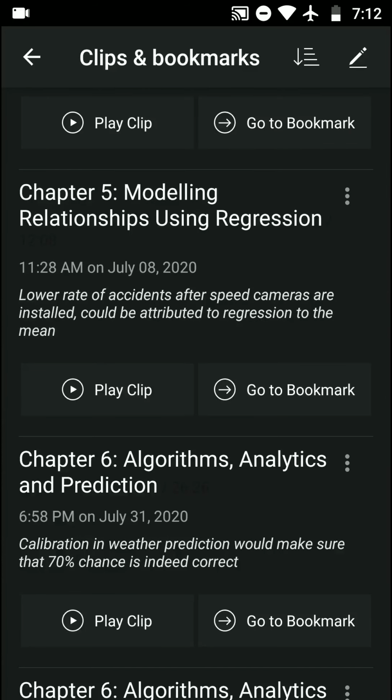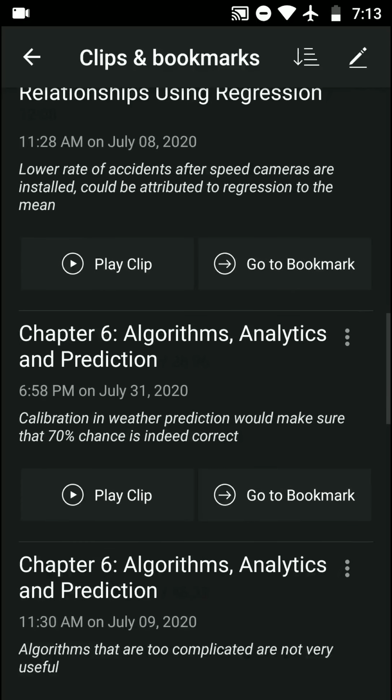A lower rate of accidents after speed cameras are installed could be attributed to regression to the mean. Sometimes after they install speed cameras, there is a decrease in speeding, but this is not necessarily because of the speed camera. What can happen is regression to the mean: if there are ups and downs, eventually things will not be way too high or way too low.